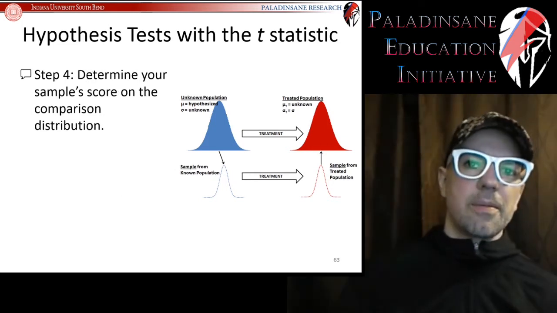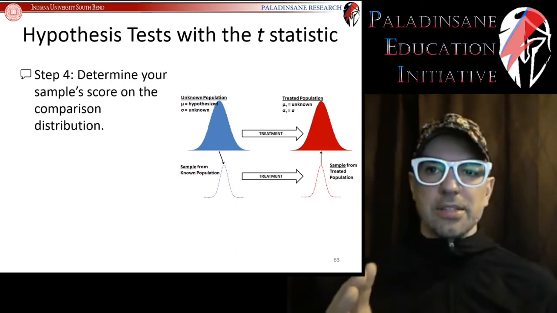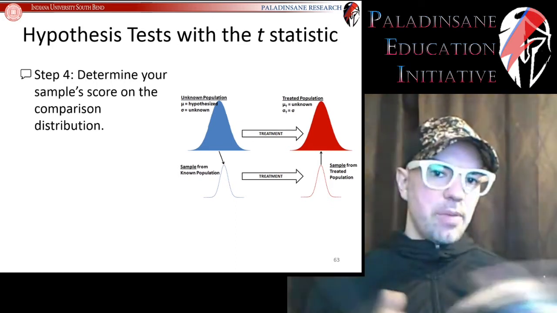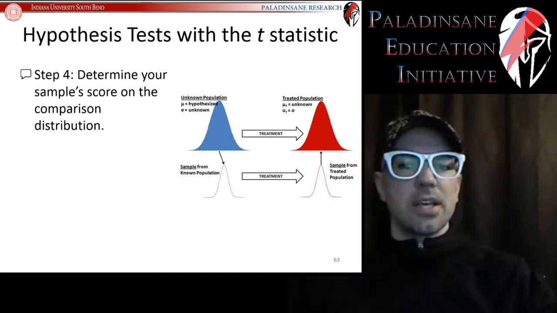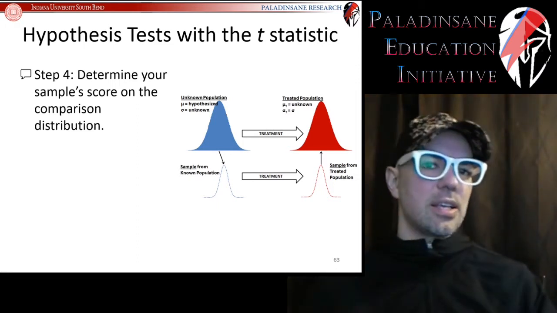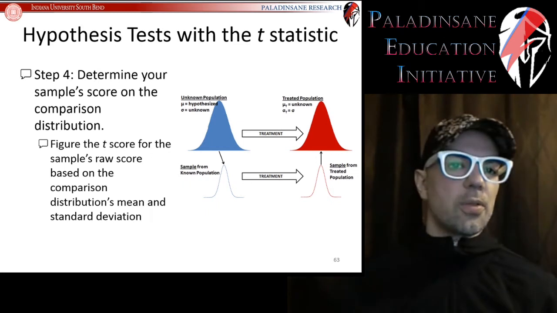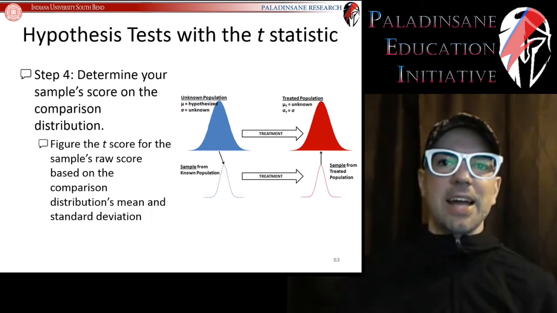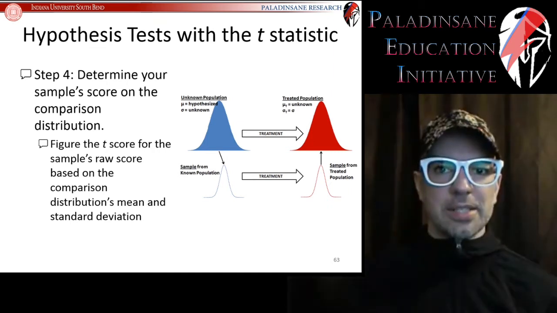So we need to do step 4. We need to find out where our sample mean is if we translate that sample mean into a t-statistic. Same way we used to change these things into z-statistics, we've now got to translate it into a t-statistic. So thankfully, this looks almost exactly like what we did with the z-statistic.